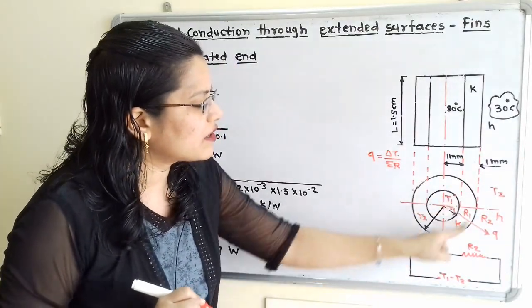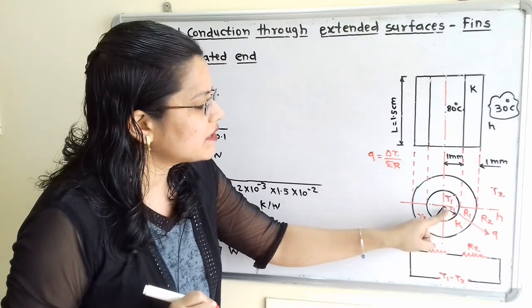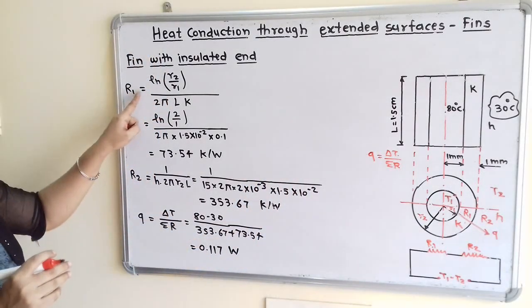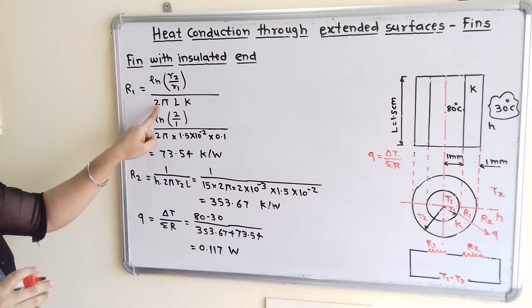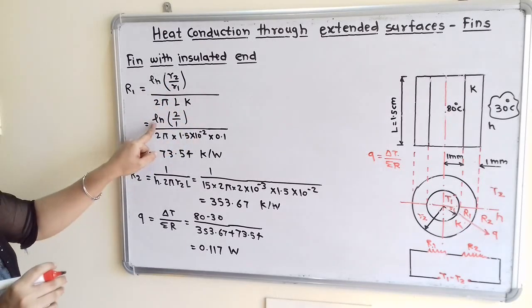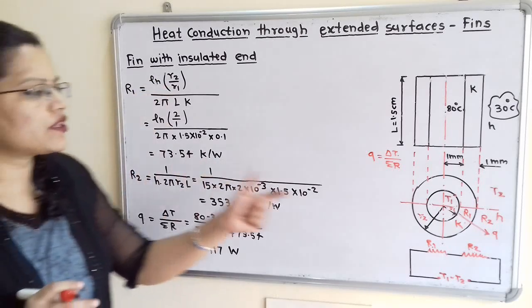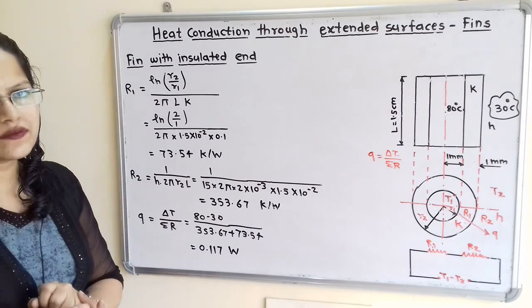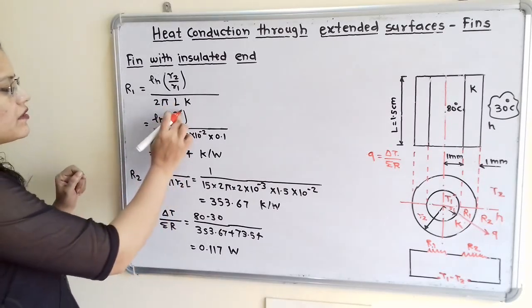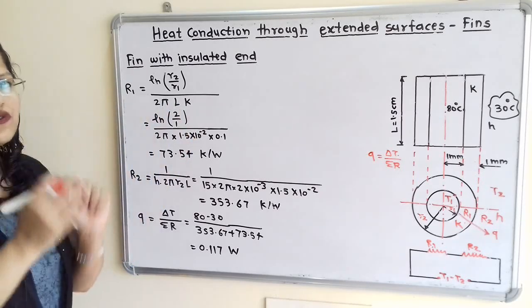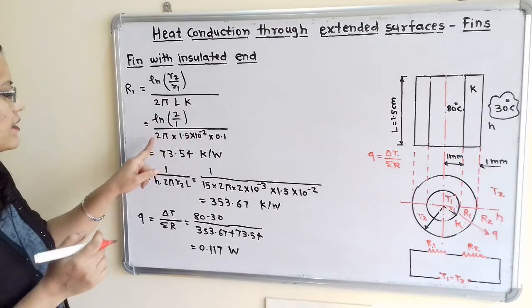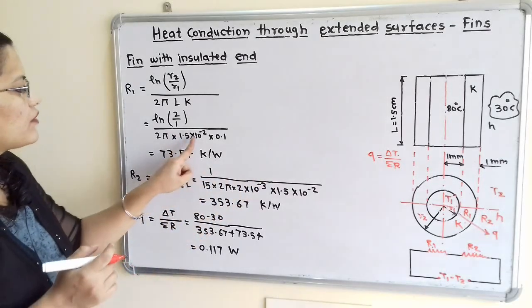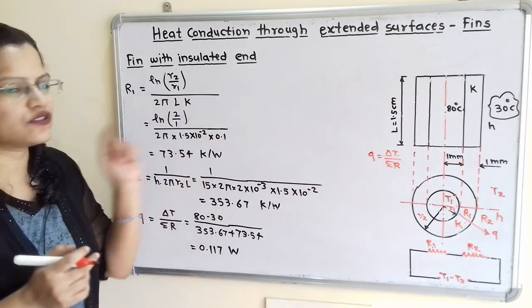So what is R1? R1 is for the conduction process, between radius R1 and R2. We have the formula for the cylindrical structure: R1 is equal to ln(R2 by R1) divided by 2 pi L K. So ln 2 by 1. R2 and R1 are both in millimeter, so the millimeter cancels from numerator and denominator, and we can use the values in millimeter. Then 2 pi L K. L we have to consider in meter, that is 1.5 times 10 raised to minus 2, into K, conductivity 0.1.